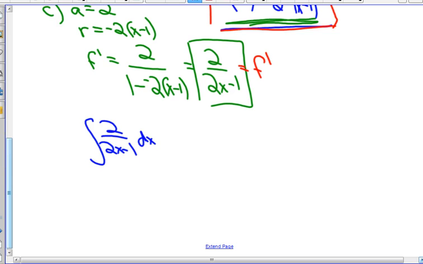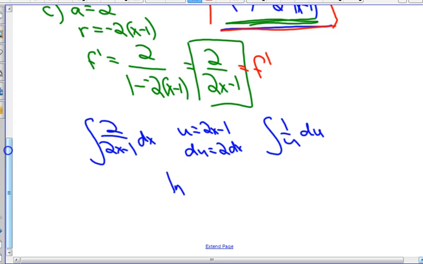Either do it in your head or do a quick little u-substitution. U equals 2x minus 1. du is 2 dx. Look how nice this is turning out to be. That'd just be the integral of 1 over u. And the integral of 1 over u is natural log. So I get the natural log of the absolute value of 2x minus 1. And don't forget that plus c.